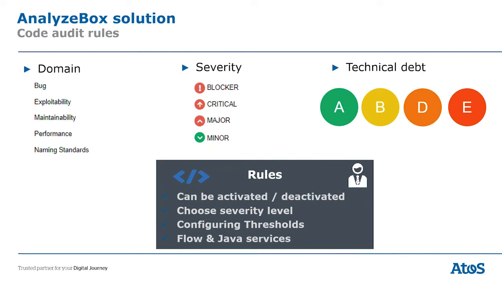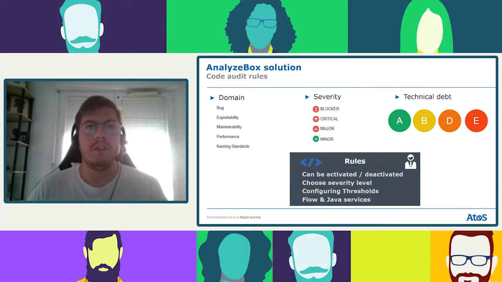The rules can also be activated or deactivated by the project manager. He can also choose to modify the severity levels of these rules in case the project has some issues with some rules, in case he wants to customize the project for himself.